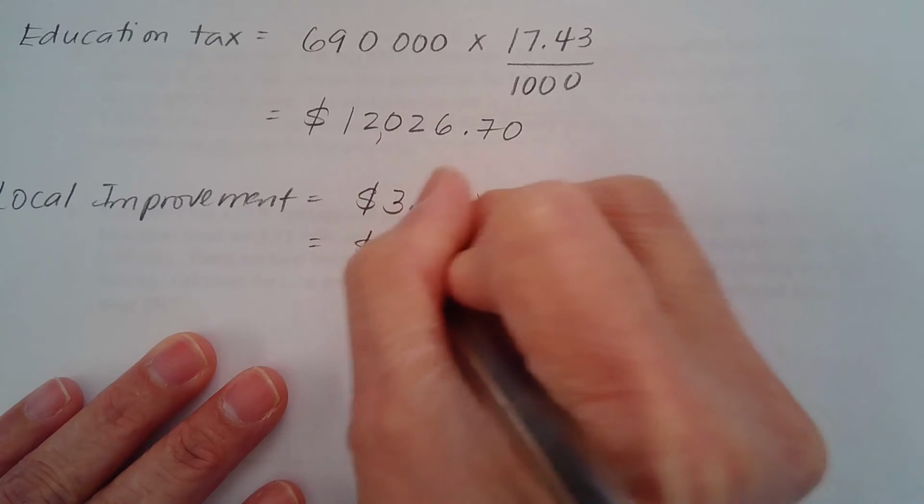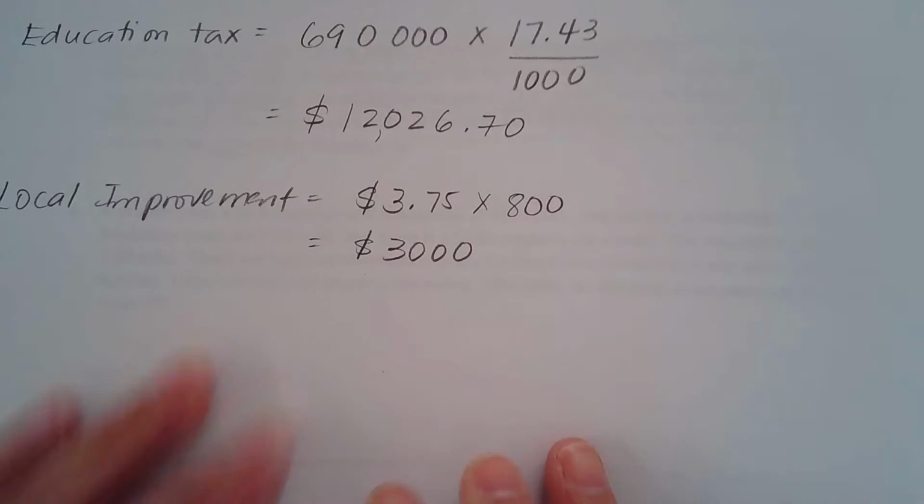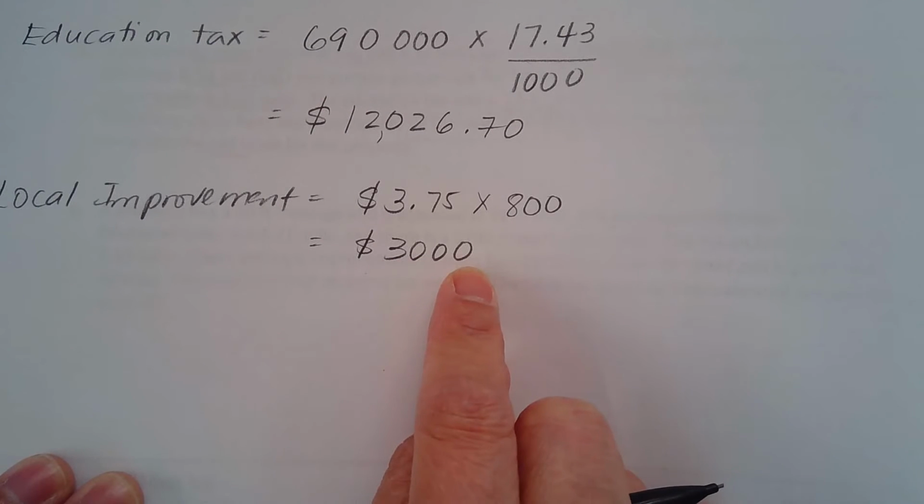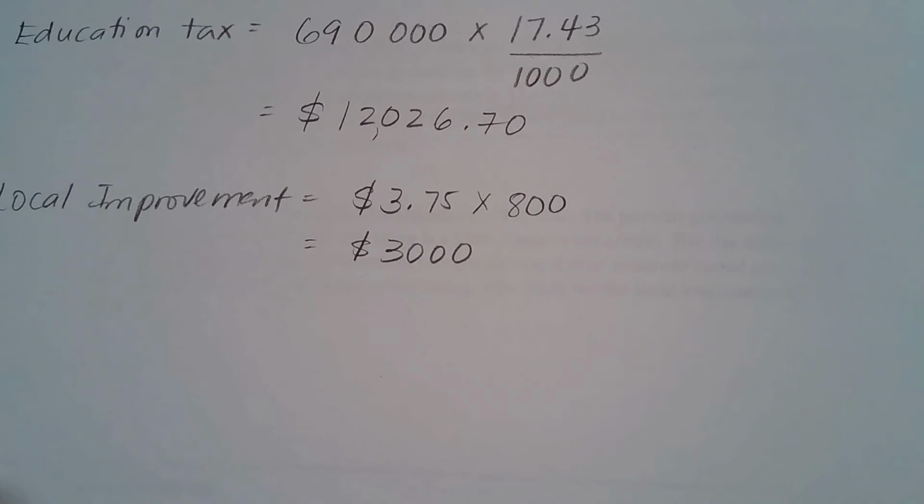It's exactly 3,000. Okay. So what have we done so far? We got the municipal tax, we got the education tax, we did the local improvement, so now we're going to put it all together.